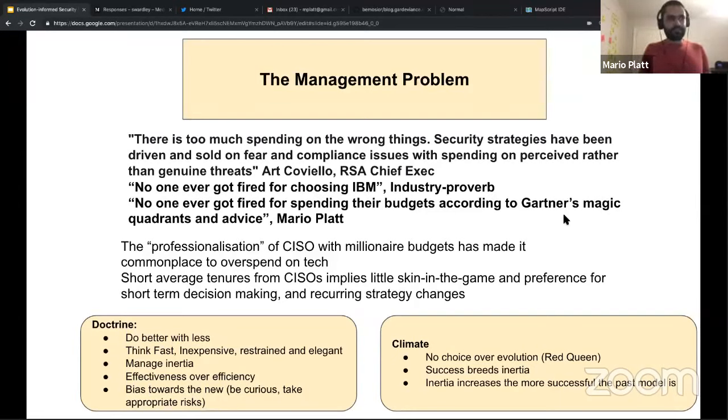So in terms of doctrine, so the management problem, it's about doing better with less. It's about thinking fast, so fast, inexpensive, restrained, and elegant. It's also about managing the inertia, not only our own in how we manage our teams, but in adopting these new practices and having a bias towards the new. We need to start thinking about how we're going to be at the front of all of these new resilient ways of doing things. And also having not much of a choice due to Red Queen, etc.